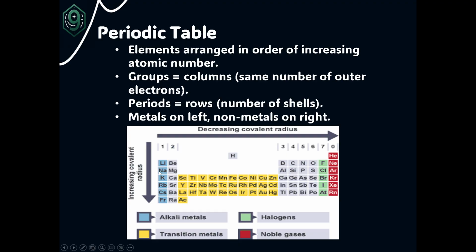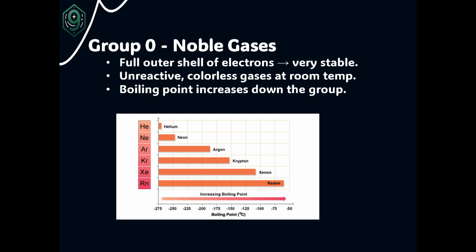So groups are going vertically downwards. Lithium and potassium are all in the same group. And then we have periods, which are the horizontal rows. Not groups, but rows. That tells you how many shells of electrons an atom has. On the left, you've got mainly metals. On the right, you've got non-metals. And in the middle, you've got the transition metals. This layout is going to make a lot more sense once we start looking at specific groups.